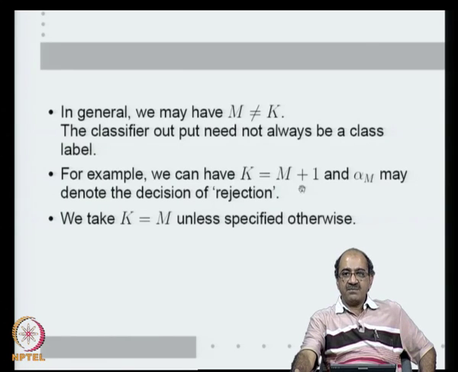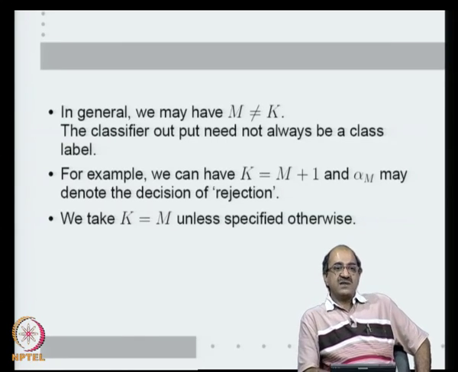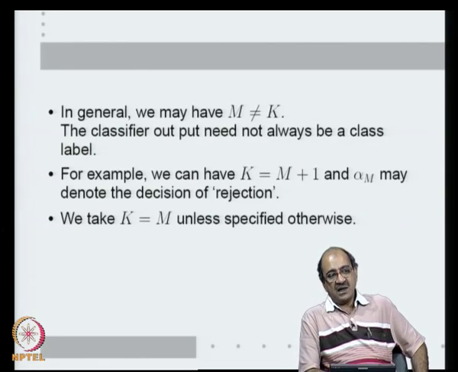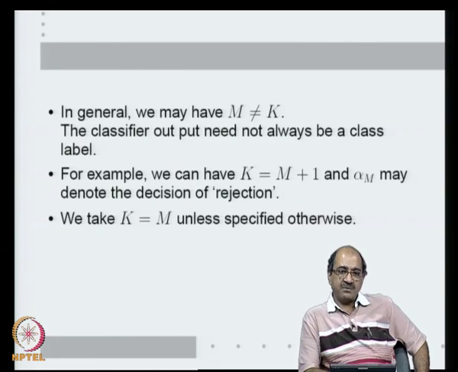That will be alpha m, alpha k minus 1 will be alpha m, and alpha m may denote the decision of rejection. So, for example, I can design a classifier which, looking at a feature vector, can say okay, this is this class, or say that no, this feature vector does not look sufficient for me, I can't take a decision. For example, if I am doing an identity authentication system, somebody presents a fingerprint and an identity claim, I can either say yes, is an authorized user, or say no, is not an authorized user, or I can say this image does not look nice, so I do not want to take a decision.